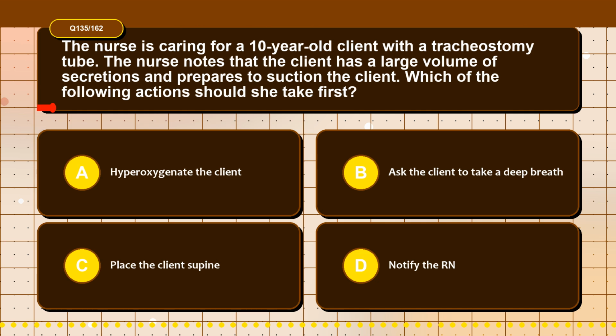Question 135. The nurse is caring for a 10-year-old client with a tracheostomy tube. The nurse notes that the client has a large volume of secretions and prepares to suction the client. Which of the following actions should she take first? Here are the options. Option A, hyperoxygenate the client. Option B, ask the client to take a deep breath. Option C, place the client supine. Option D, notify the RN.